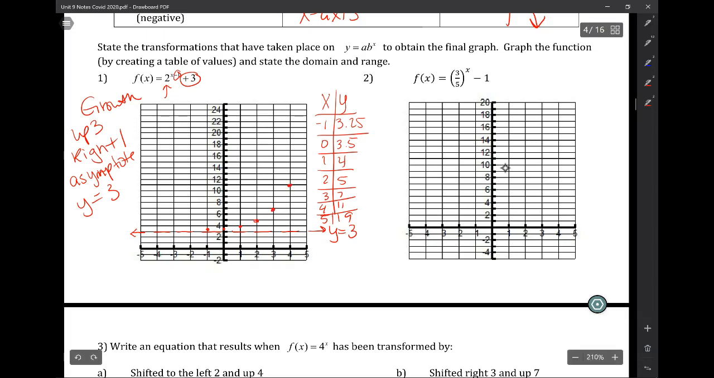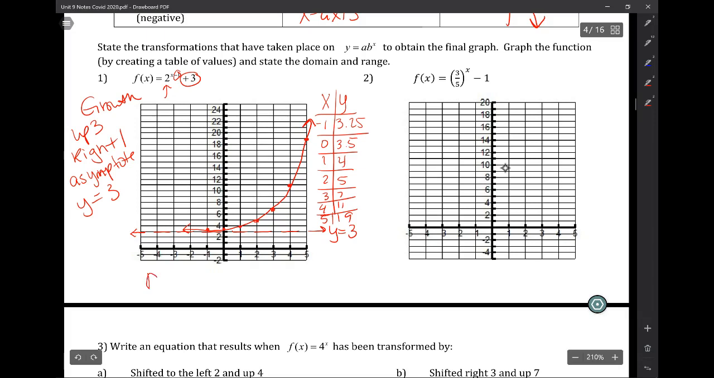So notice the space between each dot is getting bigger and bigger. That's because it's exponentially growing. And now we're going to connect our dots. Don't let this left-hand side go below the asymptote. And we're just going to put arrows on each end. Beautiful. All right, we created a table of values.